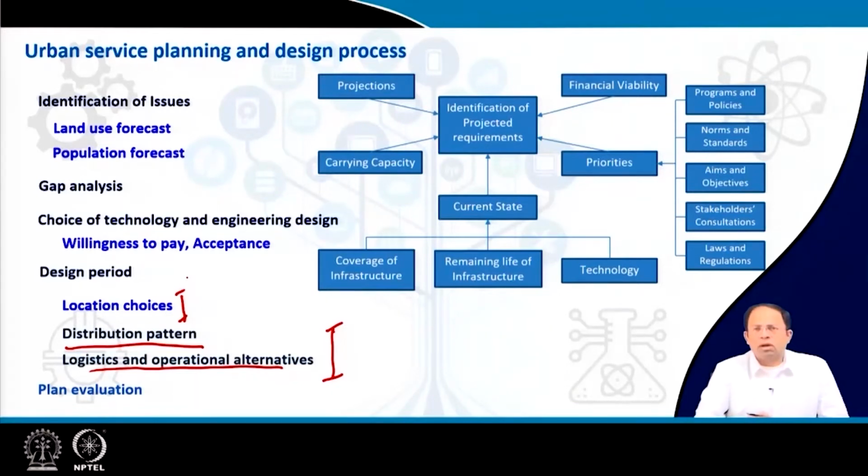And finally, once all these aspects are covered and we are ready with the different alternatives, we have to evaluate which alternative is better or which alternative we should choose. For example, in case of a location choice, where the infrastructure will be put up, we have to evaluate if that location is suitable or not. Because of my choice, there will be some impacts on the environment and on the surrounding population. So, we have to evaluate the impacts, right? That's the plan evaluation process.